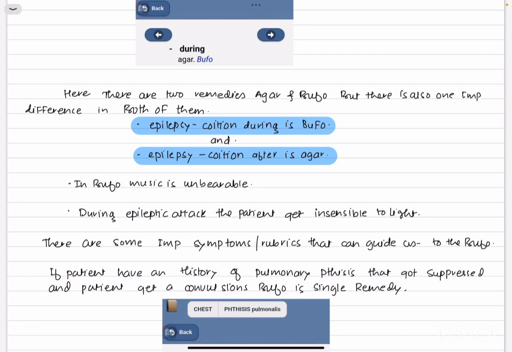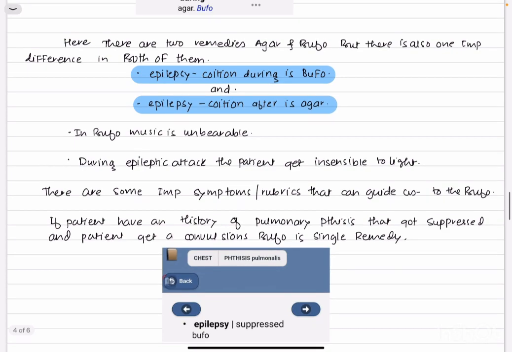In the Bufo patient, on the mental sphere, music is unbearable. So the patient is aggravated from music. This is one of the important symptoms. And during an epileptic attack, the patient becomes sensitive to light. It means the patient cannot tolerate natural light or even artificial light. This is also one of the important symptoms.